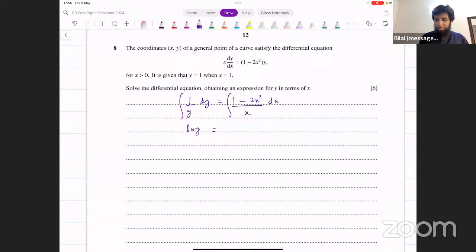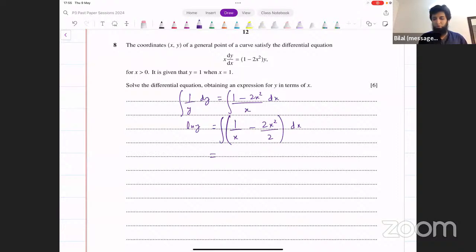We can say this is the same thing as saying 1 over x minus 2x squared over x. Split this fraction into two parts like this. And now, what's the integration of 1 over x? That's just ln x. And what about, sorry, that was 2x squared over x there. One power of x from the numerator gets cancelled, and we just have 2x left here. What's the integration of 2x? 2x squared over 2. And that's how you integrate the right-hand side, plus c, and that's it.